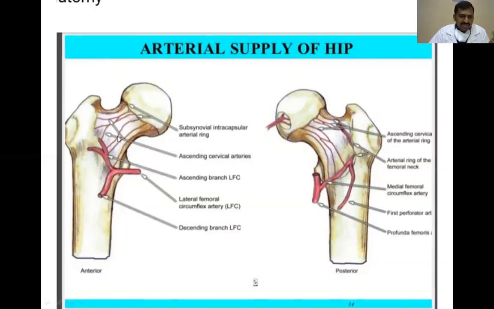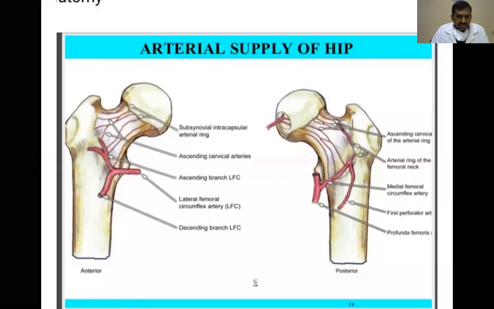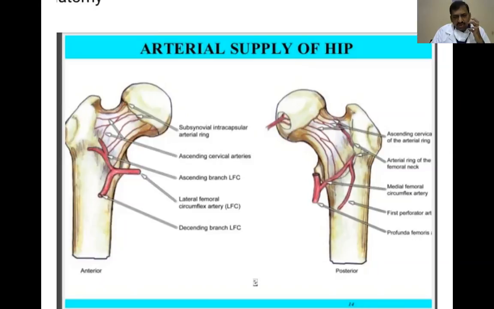Here, what is the clinical importance of this? Suppose there is a fracture of the neck of the femur. Neck of the femur fractures are more common in elderly female patients because of hormonal changes that lead to osteoporosis, and there is a decrease in muscle mass and a decrease in the fat content also. If they fall on their back, especially in the bathroom, that is the most common cause for the fracture of the neck of the femur.